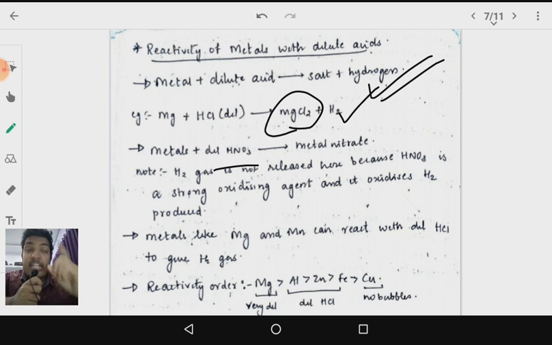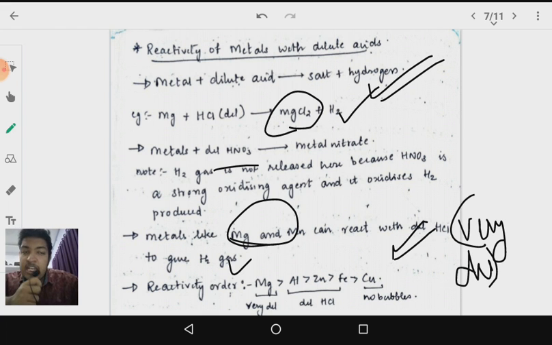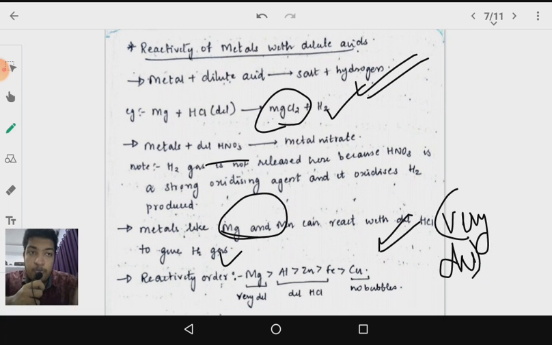What is the reason? Dilute HNO3 is a very strong oxidizing agent. Since it is a very strong oxidizing agent, whatever amount of hydrogen is produced gets oxidized. Due to this reason, it does not produce hydrogen gas. Whereas metals like magnesium and manganese can react with dilute HCl to give H2 gas, even very dilute HCl. Even if it has a 0.1% HCl solution, these metals, that is magnesium and manganese, can react with this acid so as to produce hydrogen gas.